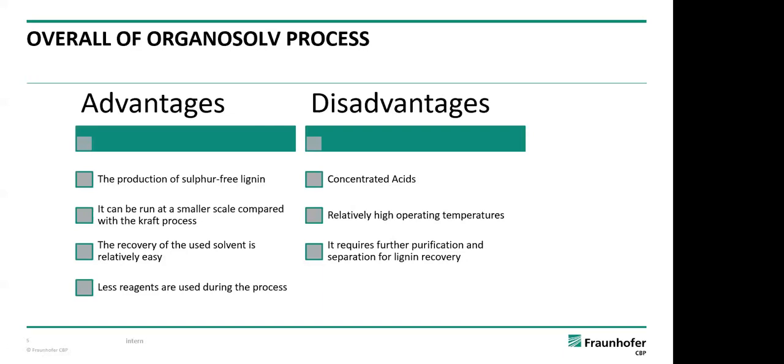On the other hand, there are many disadvantages of the Organosolv process, like using dilute and concentrated acids as catalysts and relatively high operating temperatures, as I mentioned before, 160 to 200 degrees. It requires further purification and separation for lignin recovery. After finishing the pulping process, we get black liquor, and we need further processes to precipitate lignin from this black liquor and then separate the xylose from the hemicellulosic solution.